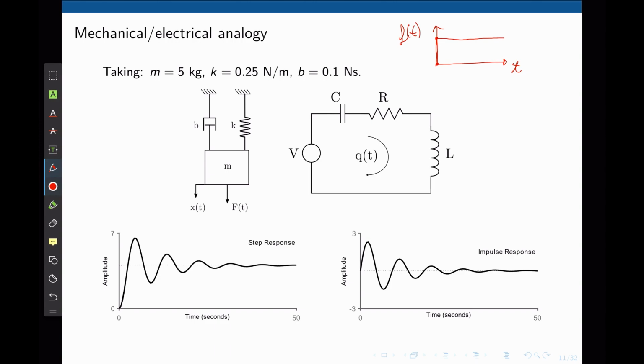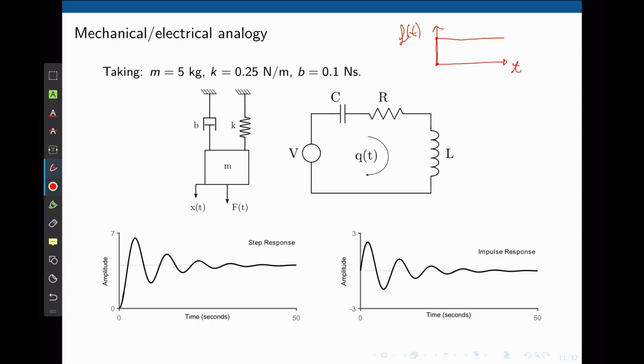Now let's look at the electric system. Instead of applying a force, we now apply a voltage. Applying a step voltage to this circuit means turning the voltage on and leaving it on. If you do that, a current will establish in the circuit. The integral of that current is the charge. You develop a charge that eventually reaches a final value and settles. And this is exactly the kind of response we would see if you look at the charge.